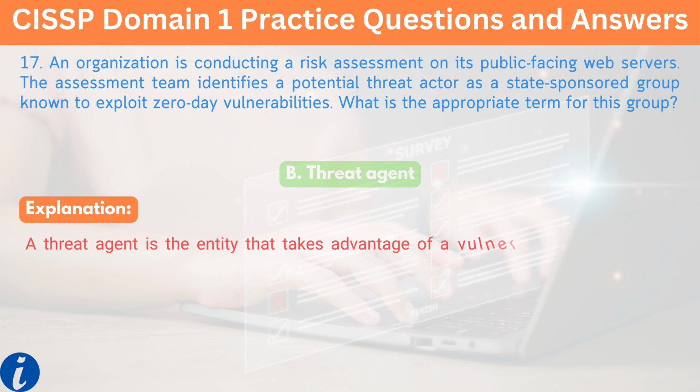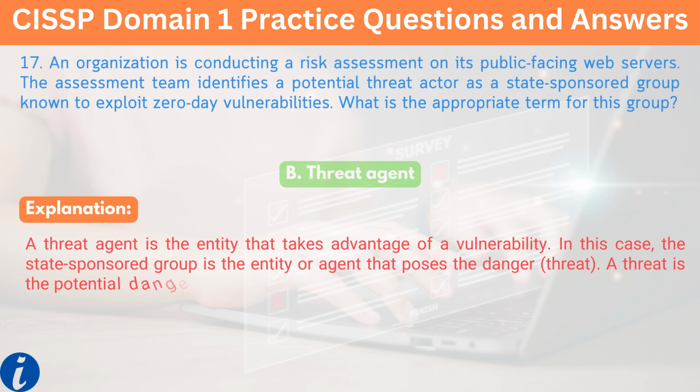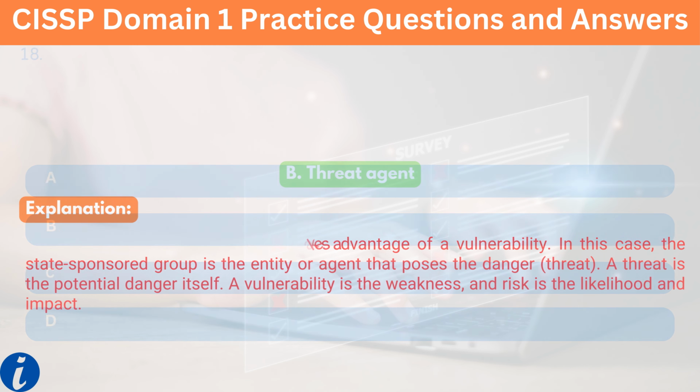Threat agent. Explanation: A threat agent is the entity that takes advantage of a vulnerability. In this case, the state-sponsored group is the entity or agent that poses the danger, the threat. A threat is the potential danger itself. A vulnerability is the weakness, and risk is the likelihood and impact.